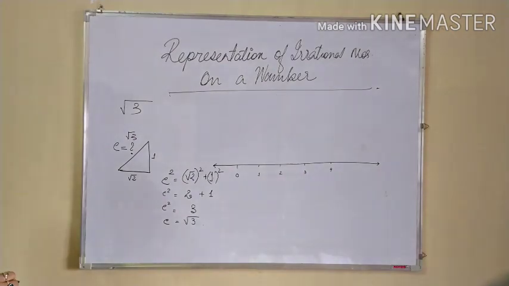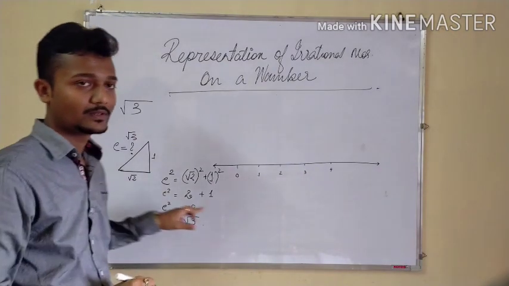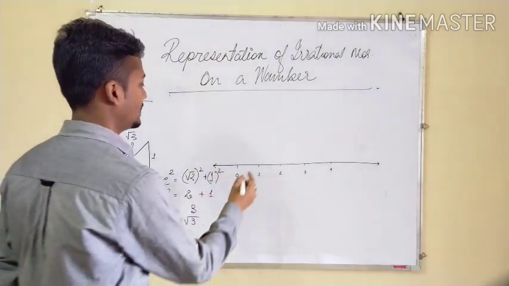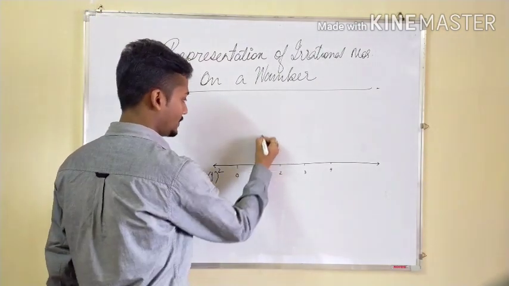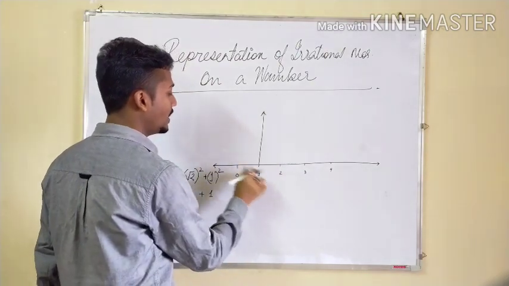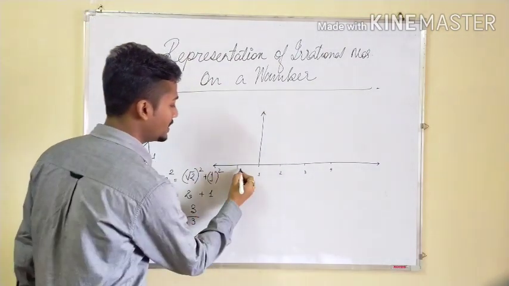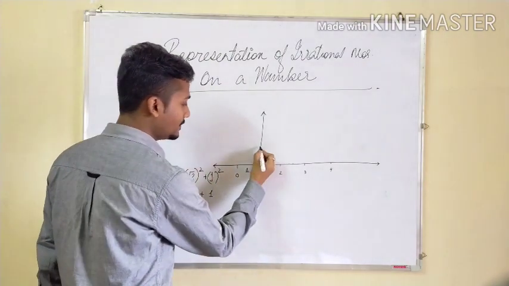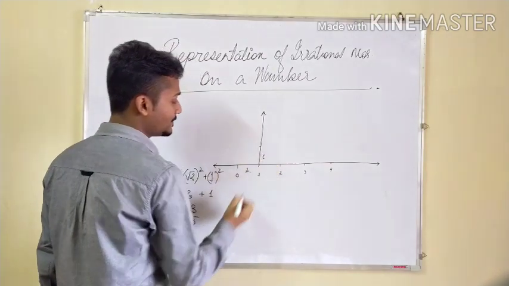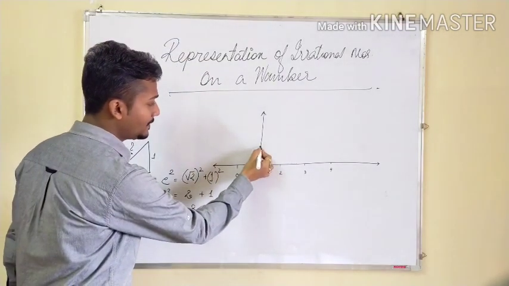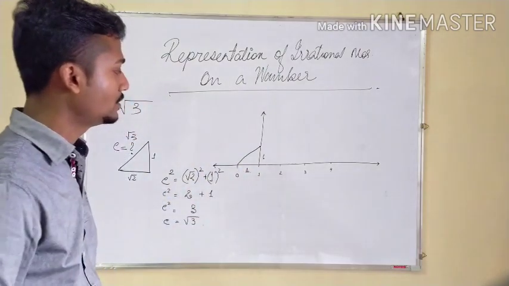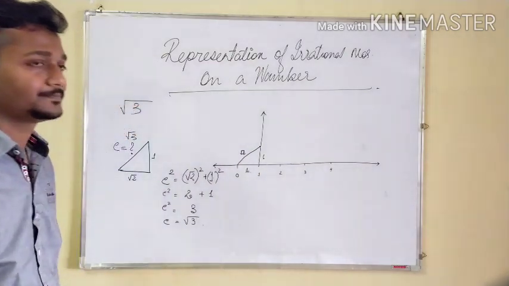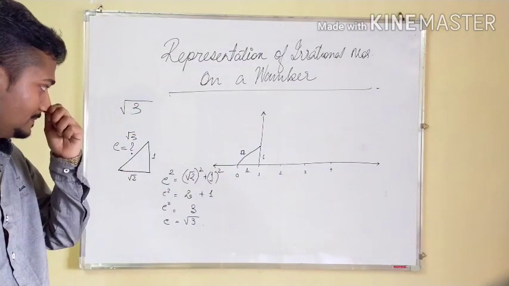Is it not? Now how to get root 2? Yes, previously you have done. Same concept you have to use. Draw a line from here, from 1 unit. From here to here it is 1 unit. Same measurement you will take here, from here to here it is 1 unit. Now the line that I will draw here will be equal to root 2. Here it is root 2. Yes or no?